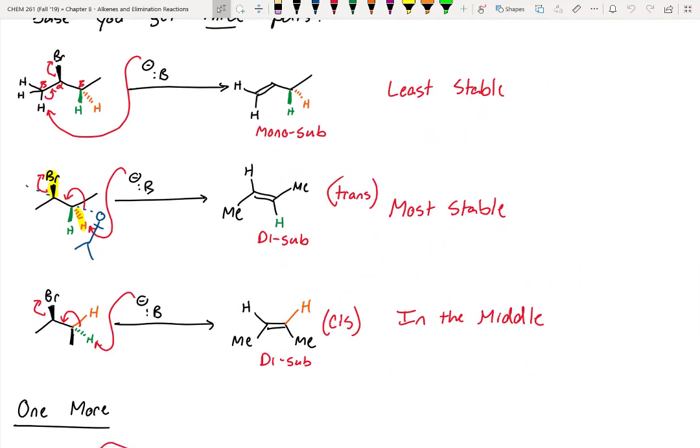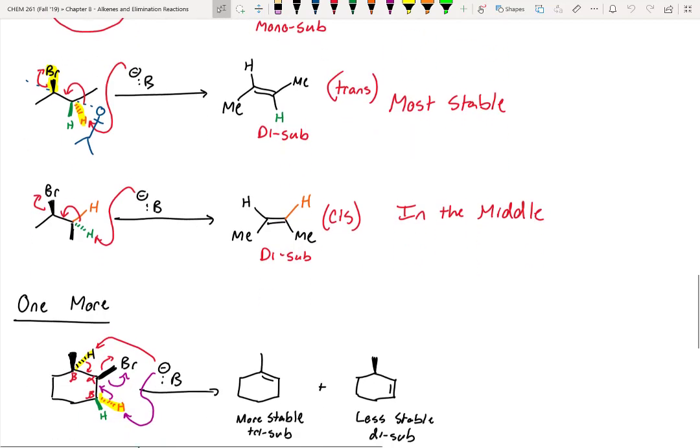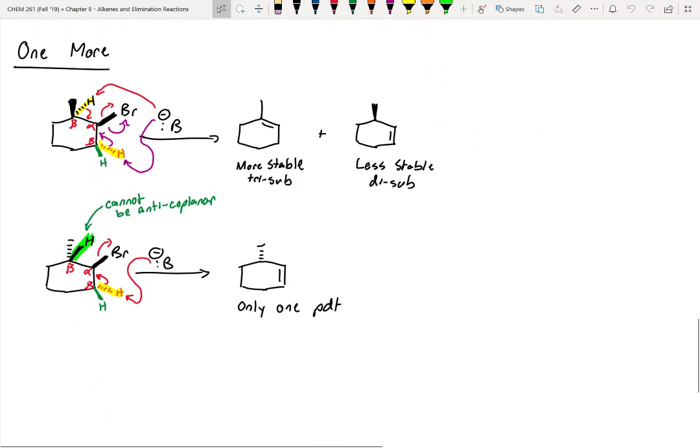All right, and then down here we said there are some situations where you even get more than 2 products. So in this situation, we got 3 potential products and we were able to rank them from most to least stable. And then down here, we finished off talking about this problem, combining cyclohexanes and E2 chemistry. In the top reaction, we got 2 different products because we had 2 different anticoplanar beta protons. And in the bottom one, we only got 1 product, right? Because we only had 1 anticoplanar beta proton.